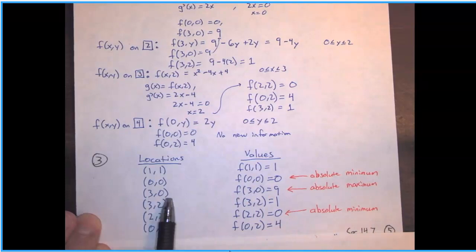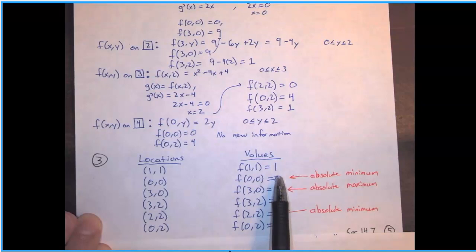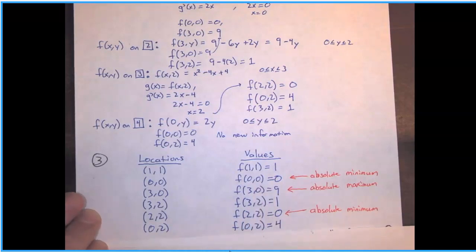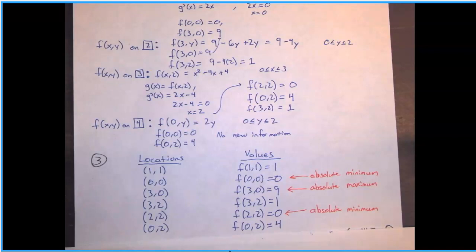It occurred at 3, 0. And 0 is the smallest value, so our absolute minimum is 0, and that actually occurred in two places. It occurred at 0, 0, and it occurred at 2, 2. So there are 2 points where our function attained its absolute minimum.